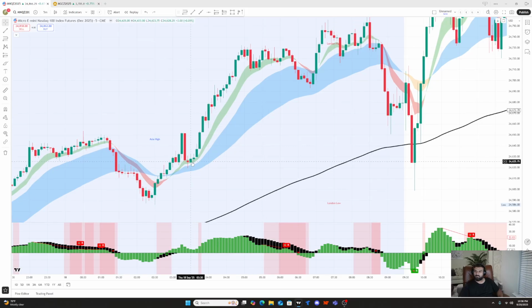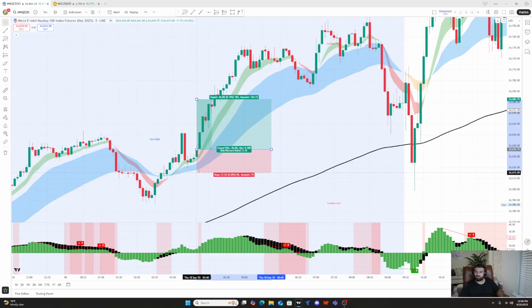And then here you see the candle, this was closed within the cloud, pretty much the same thing. So now we see this good candle closing above the cloud, both the clouds. Our stop loss is going to be just below this wick, 1:2.